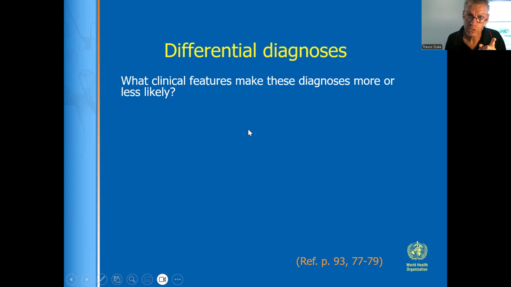So which clinical features make these diagnoses more or less likely? You can check it up in the book. Which features that we've seen in Ratu make pneumonia more likely, for example? Well, his high fever and the crepitations make pneumonia quite likely. His degree of respiratory distress, of course.